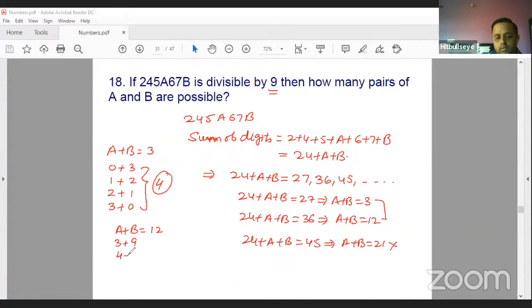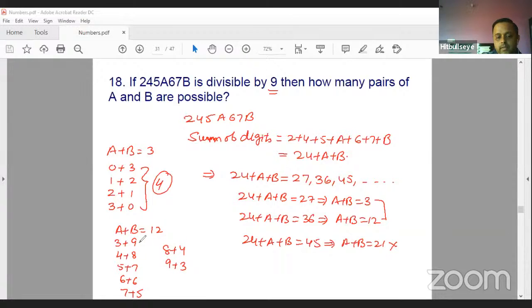or it could also be 4 plus 8, it could also be 5 plus 7, it can be 6 plus 6. Nothing is written about the digits, they could be same also. It is not written that A and B are distinct. If A and B are given to be distinct, then we will not take this case 6 and 6. Next could be 7 and 5. Next could be 8 and 4 and 9 and 3.